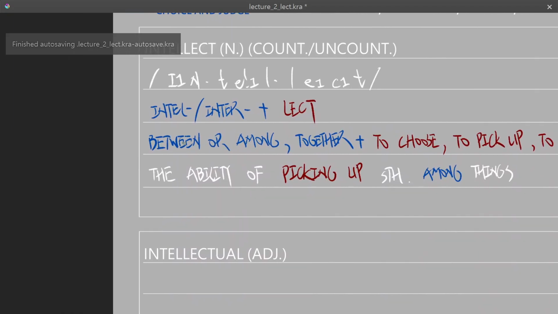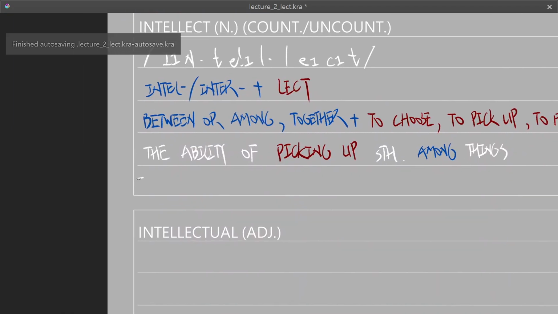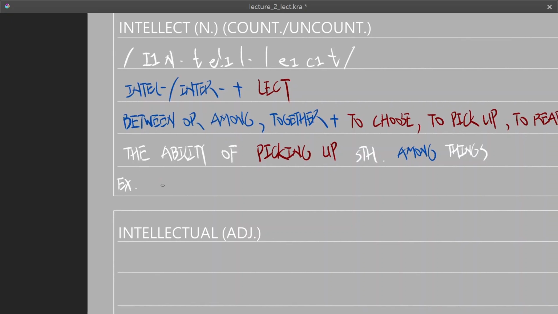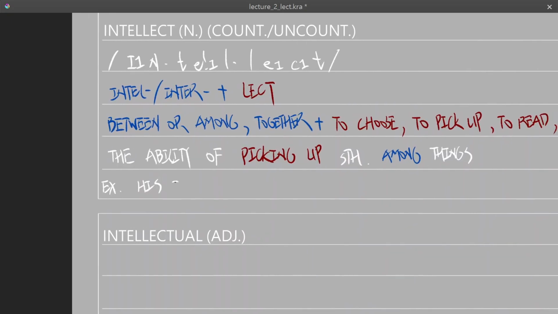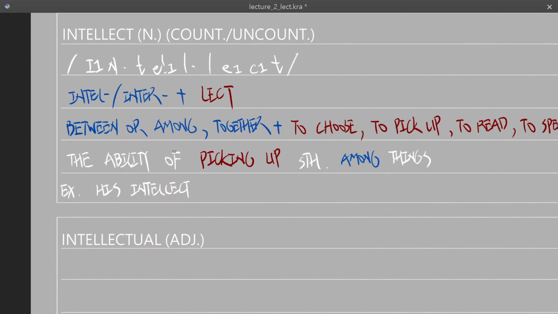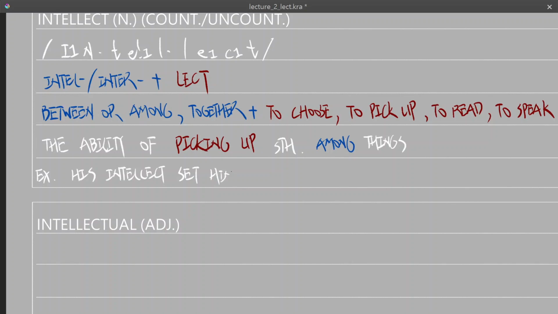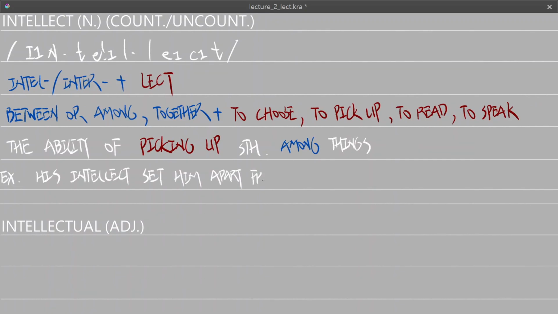So we have, for example, intellect used to describe the ability of someone that is phenomenal. So we have: his intellect set him apart from other students.